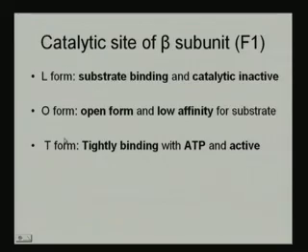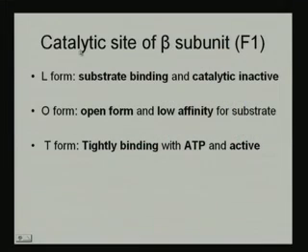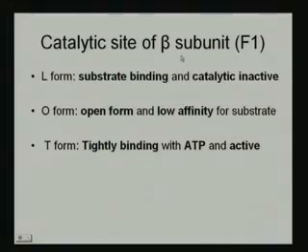Now, this beta subunit is also very interesting. If we see this beta subunit in the F1 portion of this particular ATP synthase, we can find that it has an L form, an O form and a T form. Three catalytic sites are there. What are the functions of these 3 catalytic sites?